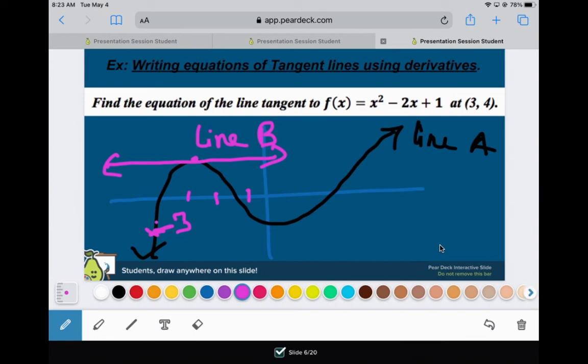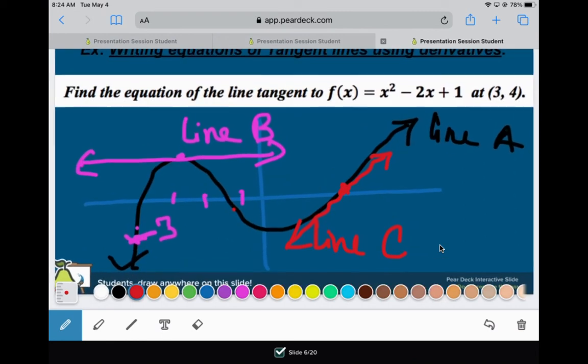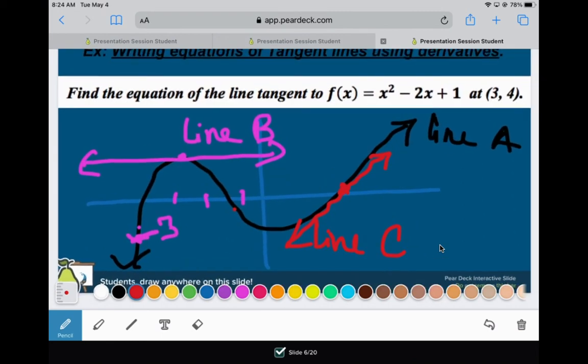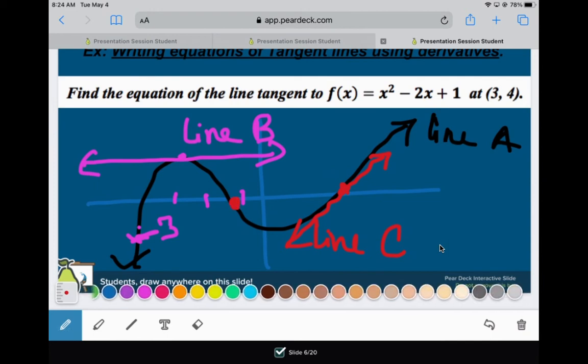So we can have another tangent line over here. For example, I can have one right here. This line C can be a tangent line too. So you may have more than one tangent line for that function. It's dependent on what point they're asking you to figure out. At a different point, you can have a different tangent line. So over here, you may have another tangent line, okay? So the tangent line for each point on the graph is going to be different.